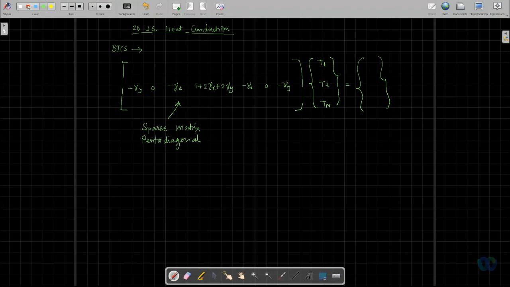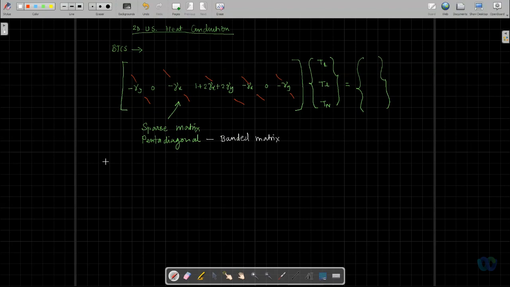You have the first diagonal, second diagonal entries, third diagonal, fourth and fifth diagonal entries. So pentadiagonal. Pentadiagonal is also called a banded matrix. So pentadiagonal is a band. Tridiagonal is also a band. So pentadiagonal, tridiagonal, all these matrices are called banded matrices.